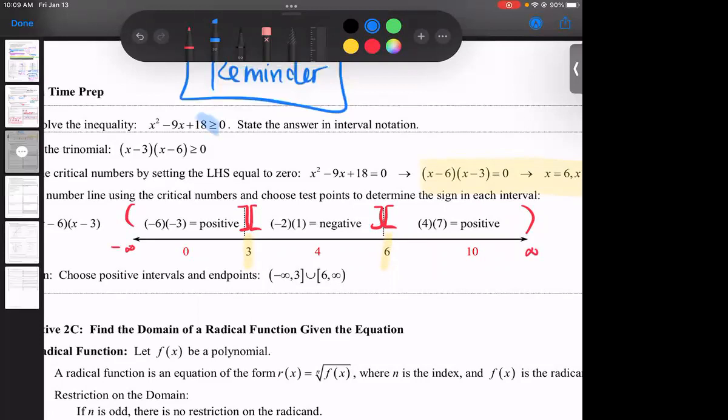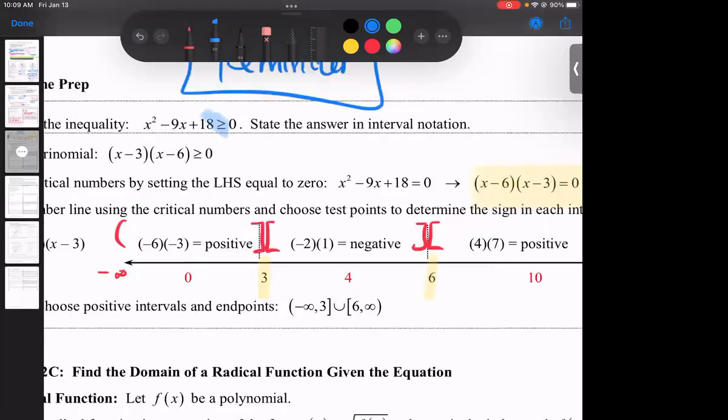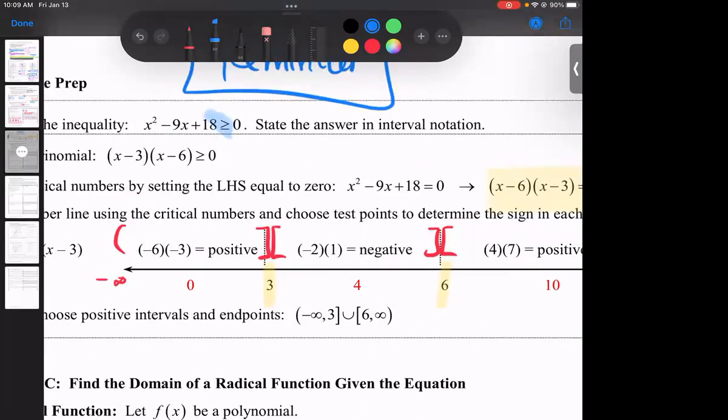Once you have the test point, the red point, you're going to plug it into the original inequality. When I plug 0 into the very first inequality, what do I get? 9 times 0 is 0, so I got 18. Is 18 greater than or equal to 0? Is it true or false? Yeah, it's greater than, right? So 18 is positive. By the way, I don't care about the number 18, all I care about is the sign. So this interval here is positive.